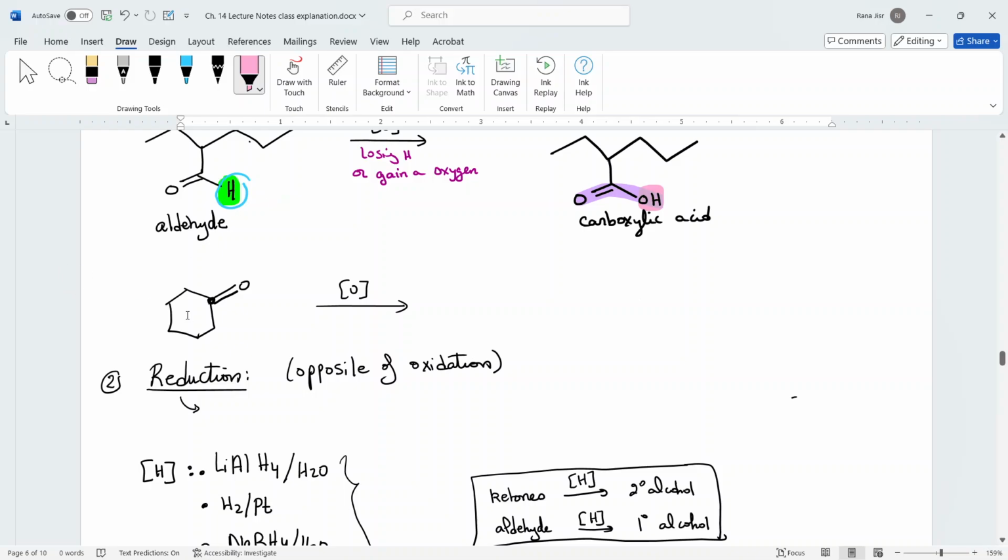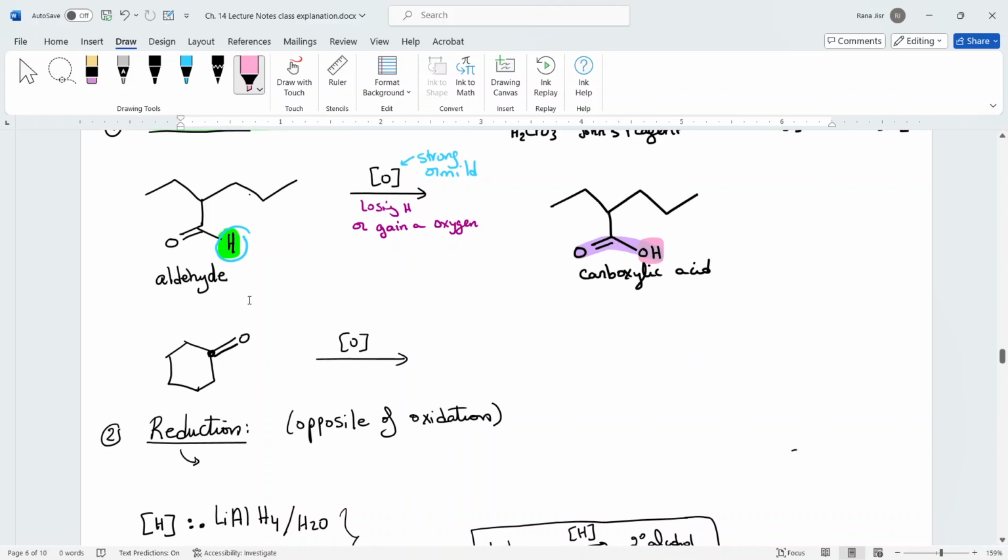Ketones cannot be oxidized. The rule says that with oxidation, I need to lose a hydrogen, and ketones have no hydrogen to lose. I'm not going to say never, because there are exceptions, but we're not talking about exceptions here. So ketones cannot be oxidized further. Here, this is a ketone, and with any oxidizing agent, strong or mild, you're going to end up having no reaction, NR.